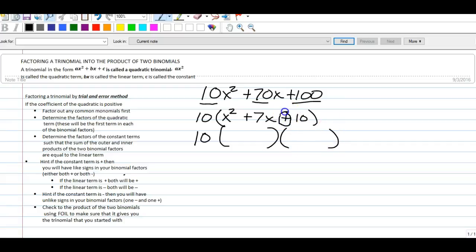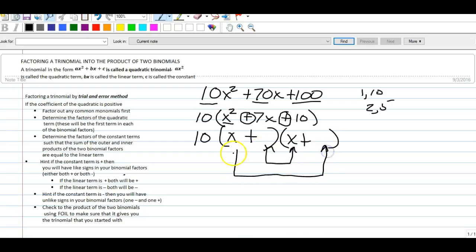This tells me I'm going to have like signs. This tells me they're both going to be plus. The factors of x squared are x and x. The factors of 10 are 1 and 10, 2 and 5. So again, I need to choose the factors of my constant term here, so that the sum of my inner and outer product will give me a linear term of 7x. So the combination there that I'm looking for is 2 and 5. 2 times x is 2x, and x times 5 is 5x, and that gives me 7x.